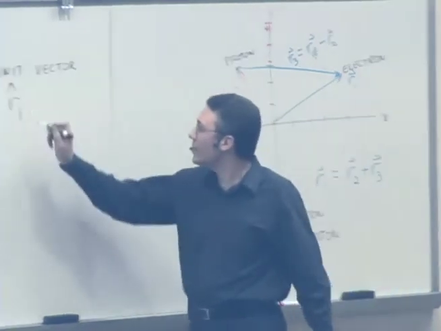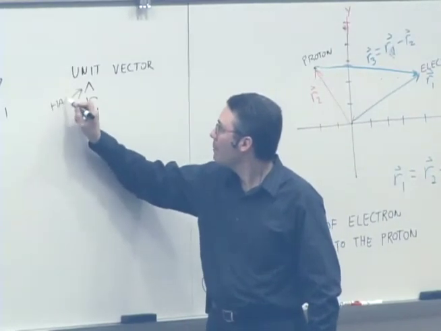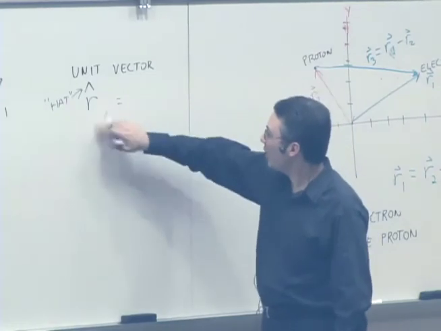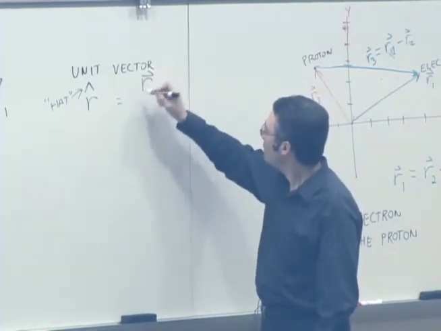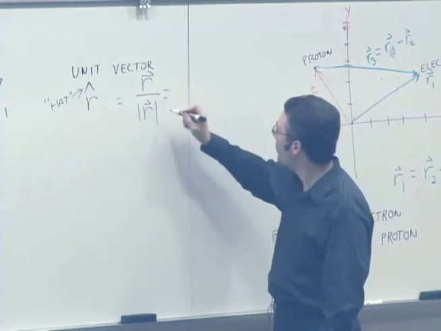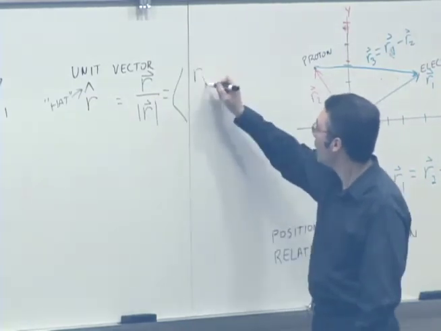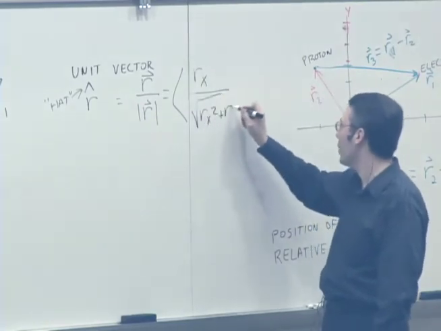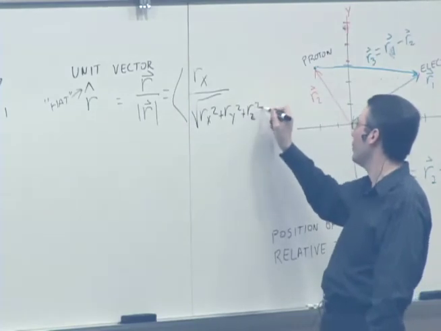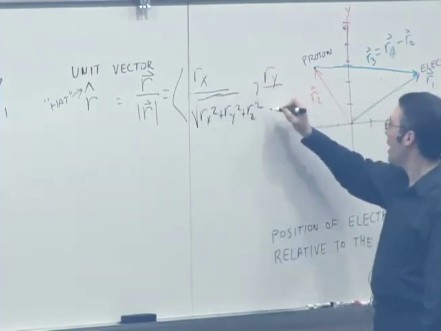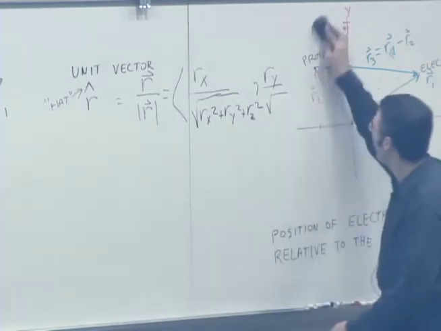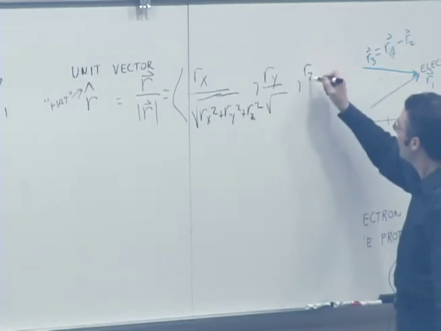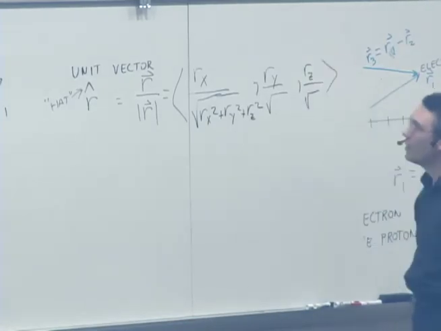And so this little hat symbol indicates a unit vector, and it's defined to be, in fact, I'll just call it r hat, the vector divided by its own magnitude, right? So in other words, more spelled out, we take the x component and divide it by the magnitude, square root of rx squared plus ry squared plus rz squared. And do the same for the y. I won't write it all out, but do the same thing for the y component. Do the same thing for the z component, etc. Okay? So let's try it.